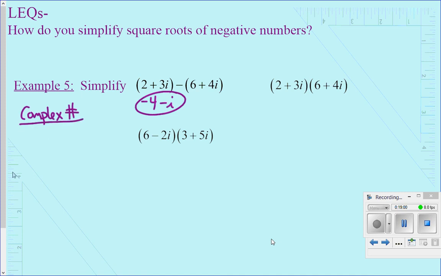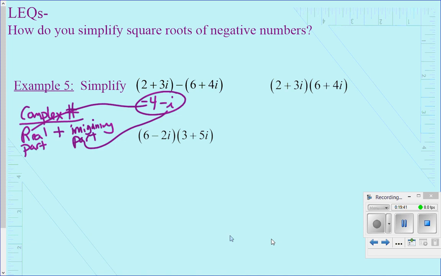Complex numbers have both a real part and an imaginary part. So in our example here, in this answer, we had a real part, negative 4, and we had an imaginary part, negative 1i. You can't combine them because they're not like terms, but when you put those two together, negative 4 minus i, we call that whole thing a complex number. So we're going to try a few more here.